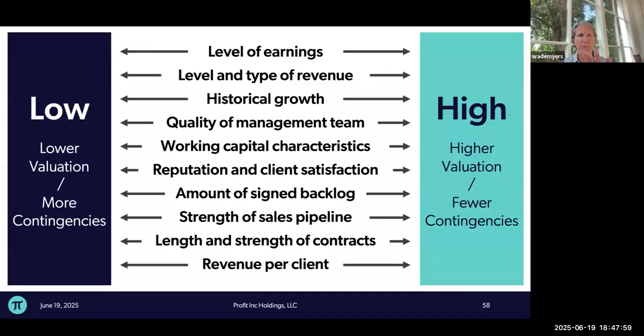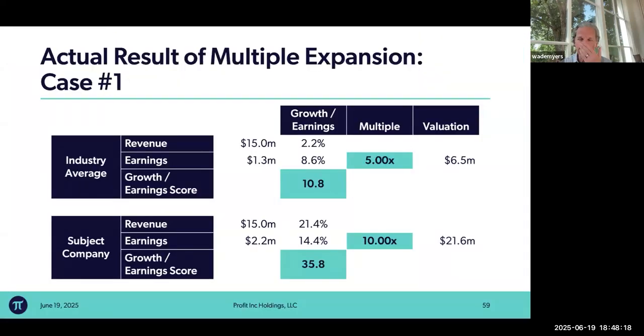Let me give you some examples. So remember this, how it affects premiums and discounts. So you now have a higher level of earnings than the marketplace. You have more revenue than the average bear because you've been growing 20% per year, right? Your historical growth is super impressive compared to the market average. That alone is going to drive a much higher valuation. I'll give you some examples, and these are some actual examples.